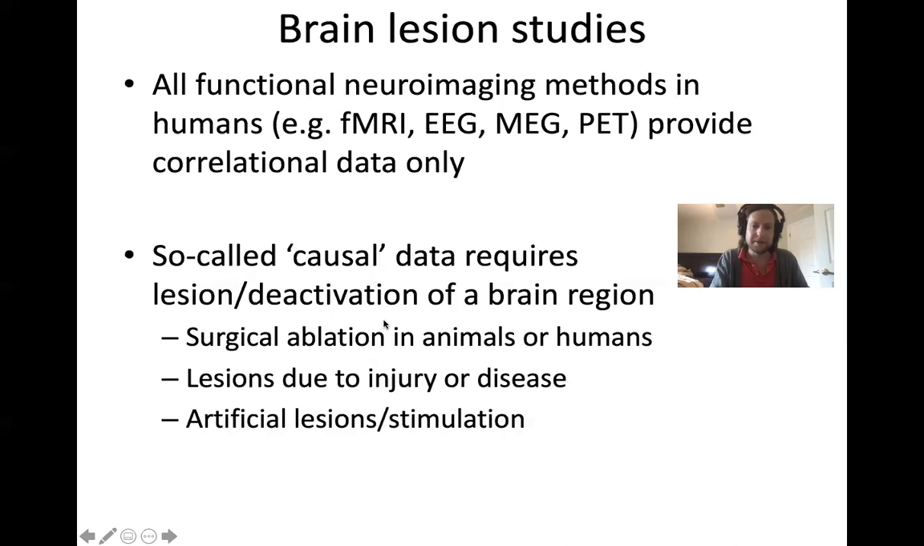So some common causes of lesions would be surgical removal or surgical destruction or ablation of a given brain region. Probably the most common will be lesions due to traumatic brain injury, or maybe some type of disease or stroke. And then also there are some situations now because of new technologies where you can actually cause artificial lesions using stimulation.